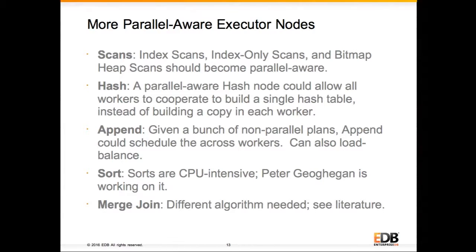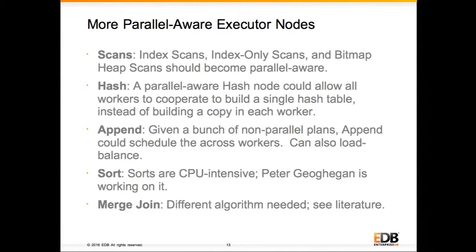Sorts, parallel sort, obviously. Like I mentioned, Peter Geoghegan. Merge joins. It would be nice to do merge joins in parallel. I think merge join and hash join seem to be the two algorithms that are most talked about for large parallel joins. But you can't use the merge join algorithm without modification in a parallel context. It just doesn't work. You have to somehow partition one big merge join into a bunch of little merge joins, and then you can schedule those across all of your workers.